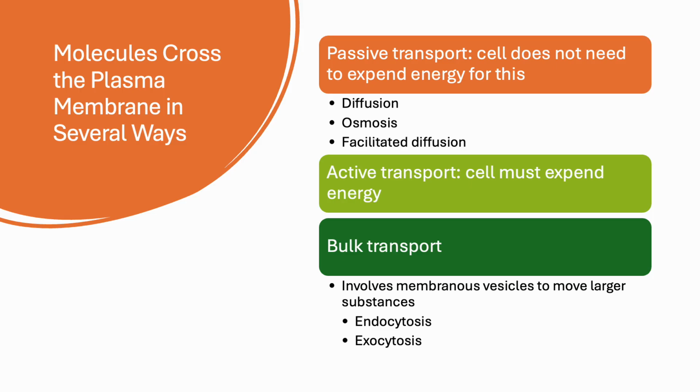Molecules cross the plasma membrane in several ways, and the method depends on size, polarity, and energy requirement. Passive transport requires no energy and relies on natural movement down a concentration gradient. Diffusion allows small, nonpolar molecules like oxygen or carbon dioxide to slip through the lipid bilayer. Osmosis is the diffusion of water across the membrane, moving towards higher solute concentrations to balance fluid.